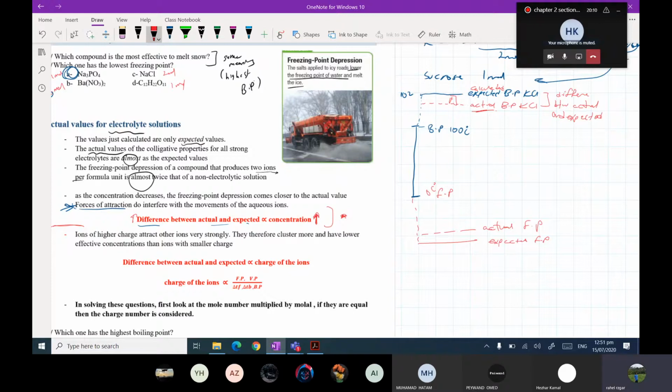For boiling point, the actual boiling point is lower and the actual freezing point is higher.